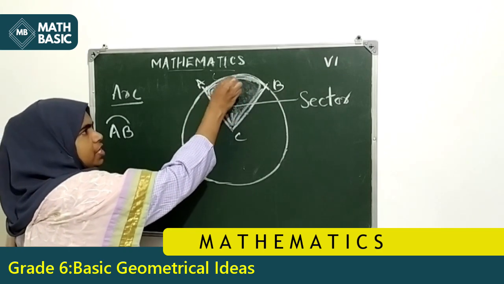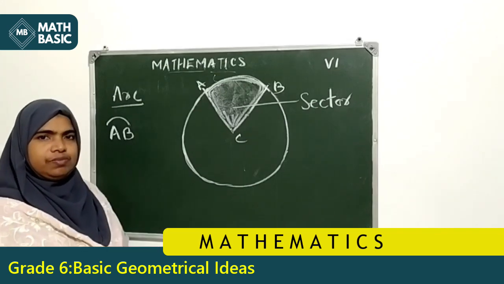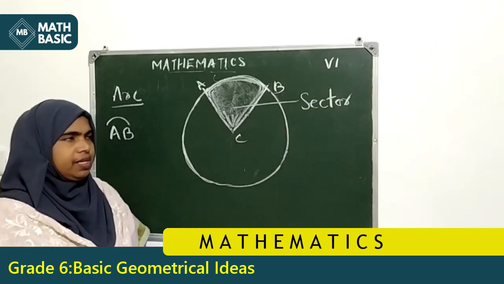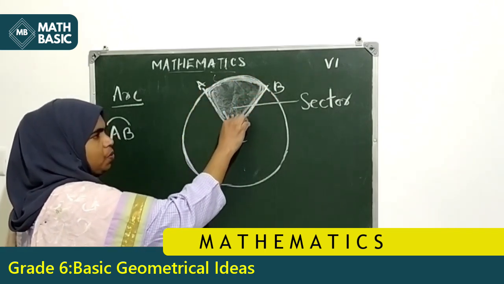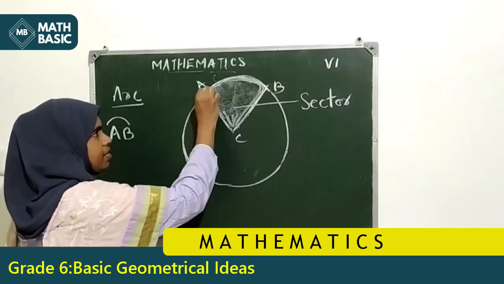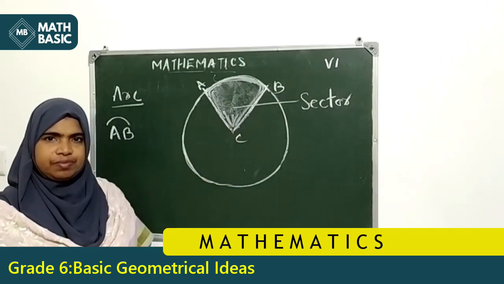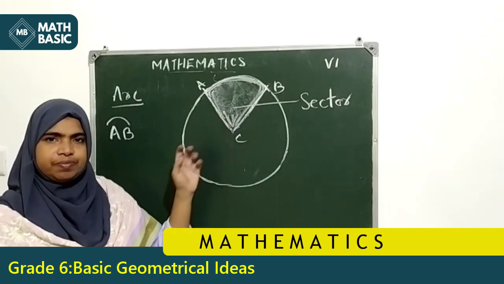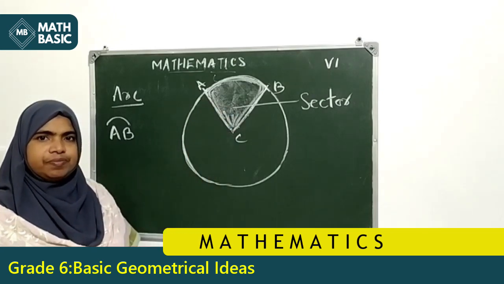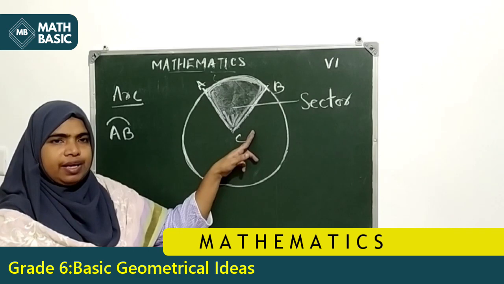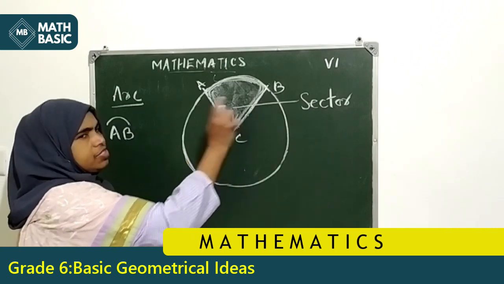Then this portion, the shaded portion, is called a sector. A sector is a portion that is in between an arc and two radii. A portion enclosed by an arc on one side and a pair of radii on the other two sides is called a sector.